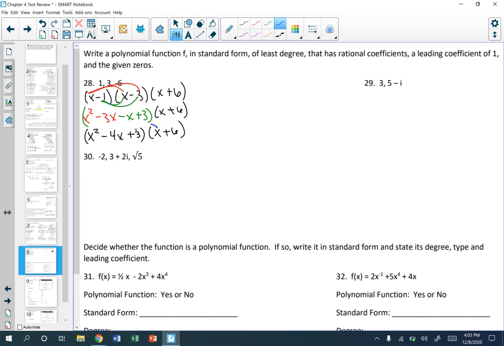All right, so I need to distribute my x's to every term. And then as well as my 6. Get plus 6x squared minus 24x plus 18. And then when I clean all that up, I get x cubed plus 2x squared minus 21x plus 18.